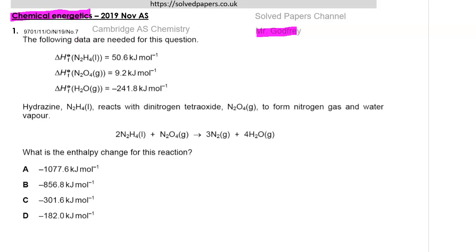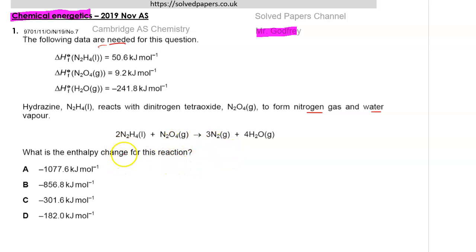Question number 1. The following data are needed for this question. Of course, this is the enthalpy of formation of hydrazine, the enthalpy of formation of dinitrogen tetroxide, and the enthalpy of formation of water. You are told hydrazine reacts with dinitrogen tetroxide to form nitrogen gas and water. The equation is given right here, and the question is what is the enthalpy change for this reaction?